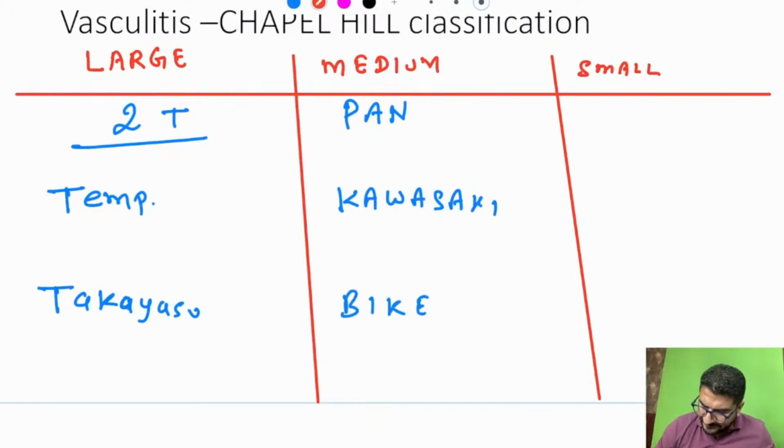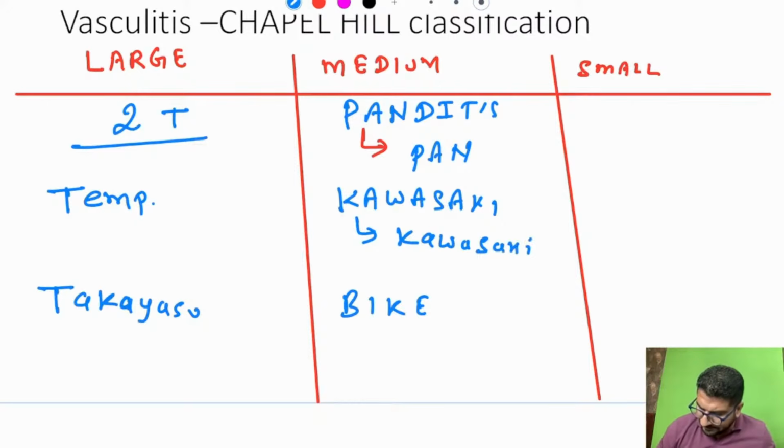Pandit Kawasaki bike means, Pandit means the first three letters, Pan. Kawasaki is Kawasaki disease. And with bike you can remember Behçet disease. Behçet disease. So Pandit Kawasaki bike.